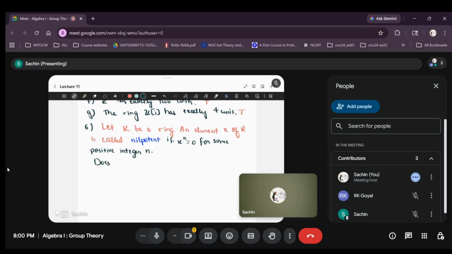Then does Z mod 6Z have any? Of course, by this definition, 0 is a nilpotent element, right? Because 0 power 1 is 0. So 0 is always a nilpotent element of everything. So if you want to, according to your convenience, you can change the definition to mean that a non-zero element is nilpotent if x power n is equal to 0. We'll stick with this definition. So does Z mod 6Z have any non-zero nilpotent elements?